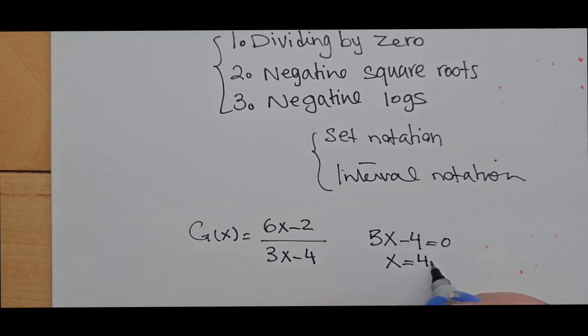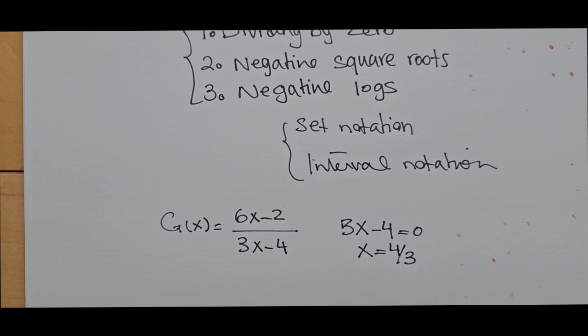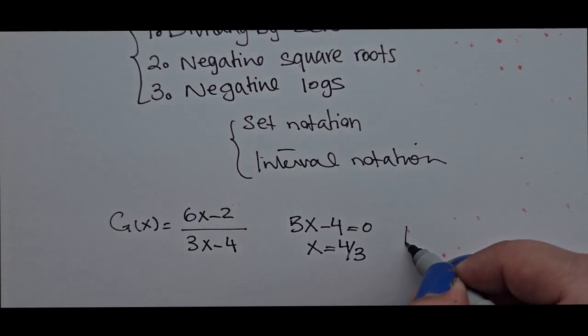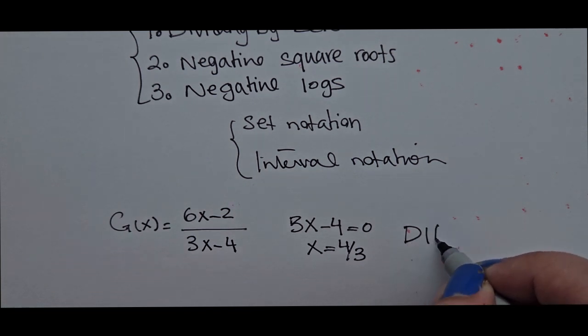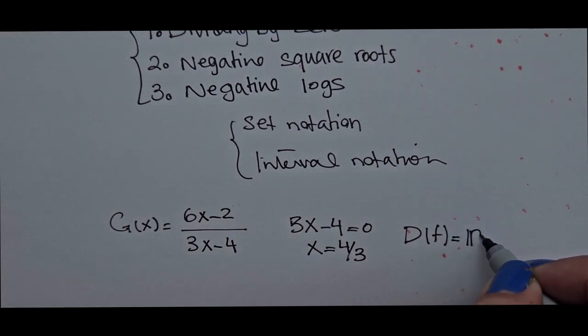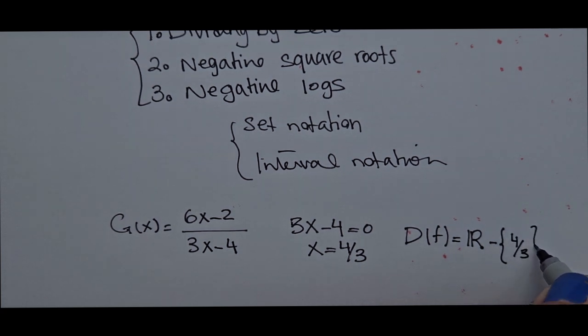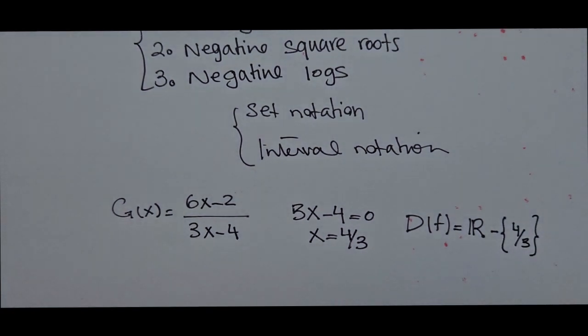So x would be 4 divided by 3. So any value for x is acceptable except 4 over 3. So this is how you can write it. Your domain is all the real numbers except 4 divided by 3. This is how you can show your domain.